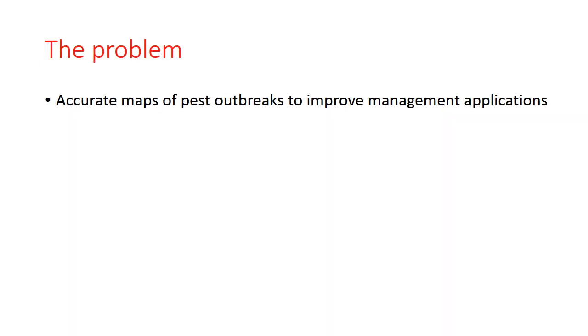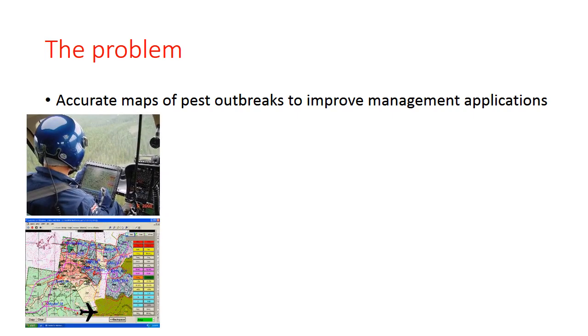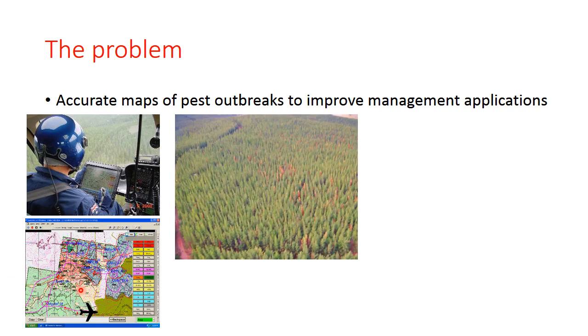The second problem that I'll talk about today is how do we produce accurate maps of pest outbreaks to improve pest management applications. In Australia, we conduct aerial surveys over the pine plantation estate using digital aerial sketch mapping techniques. You can see the type of data that we produce. But what we find is there's a lot of variation in pest attack.